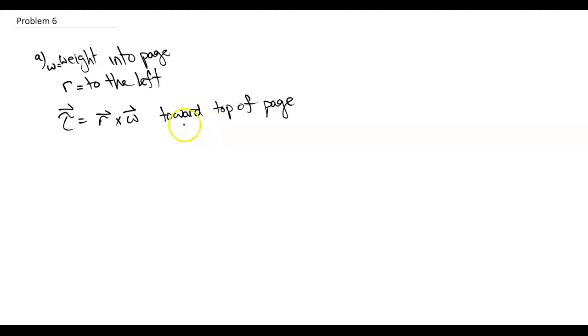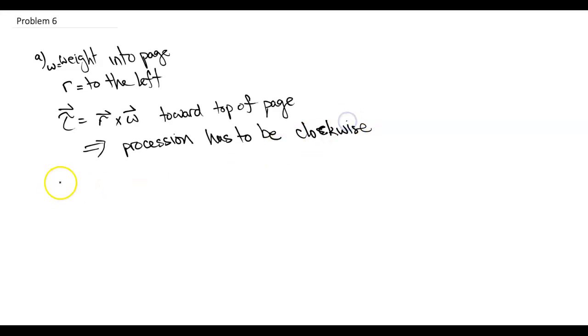So if that is the case, that will imply that the precession has to be clockwise. In order for all of these conditions to be true, the precession has to be clockwise.